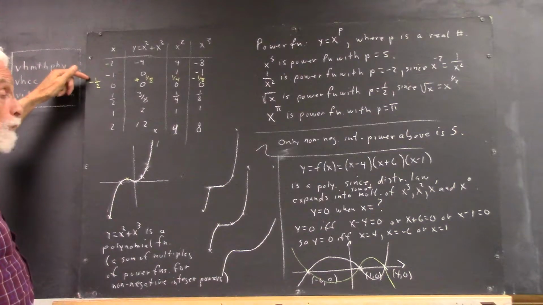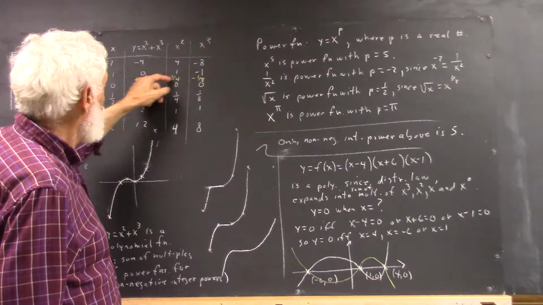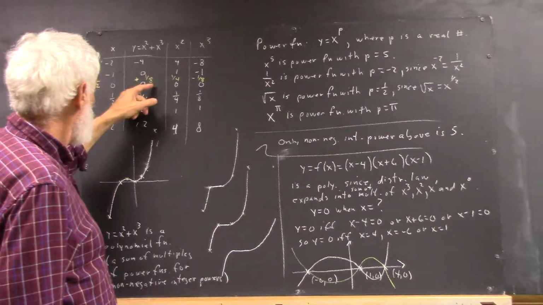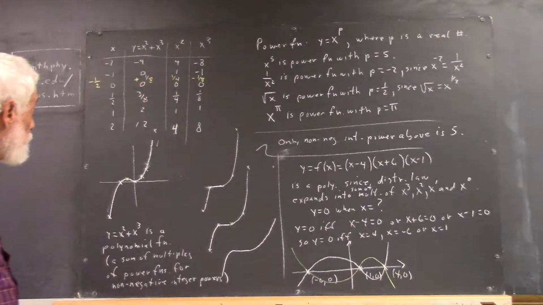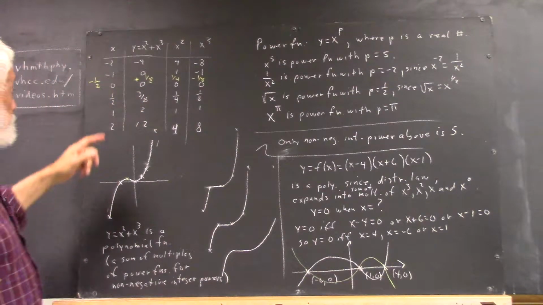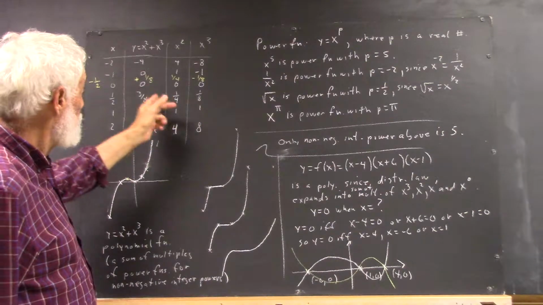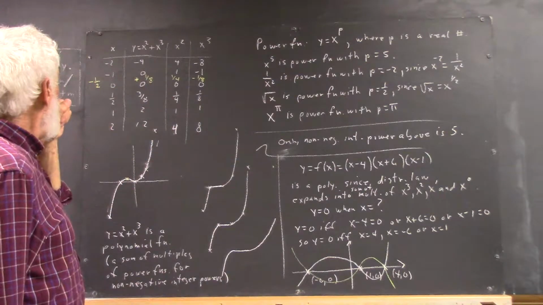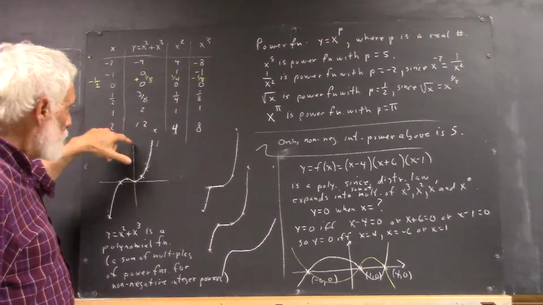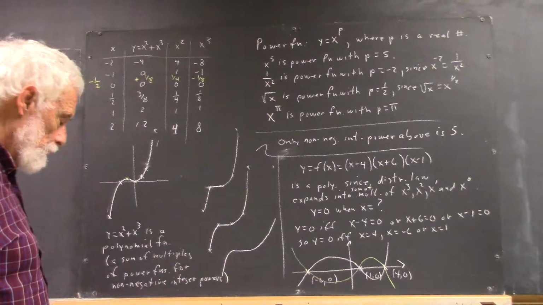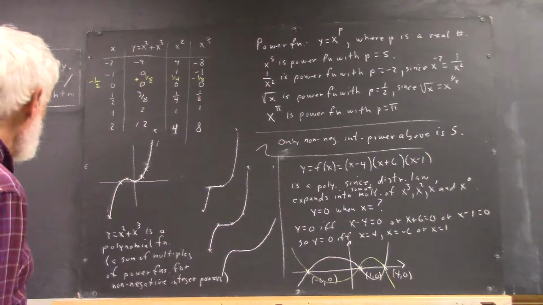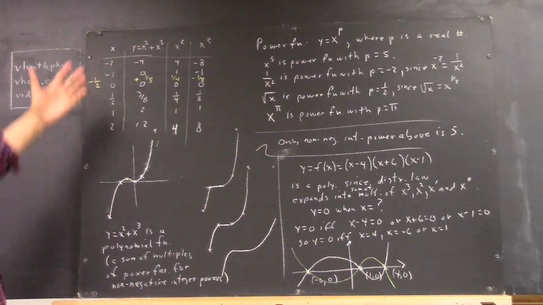For x equals -1/2, it would be 1/4 and -1/8, which is positive 1/8. At 1/2, add 1/4 to 1/8, you get 3/8. And then at 1 and 2, you get the values that you see here. Those are easy to calculate. Okay, so what we want to do is graph this function.